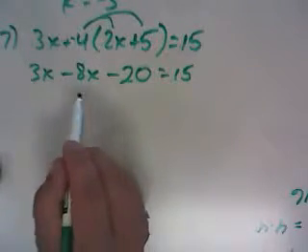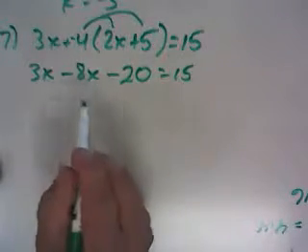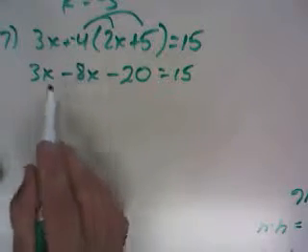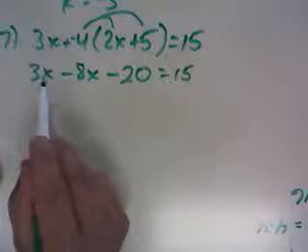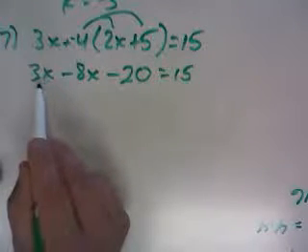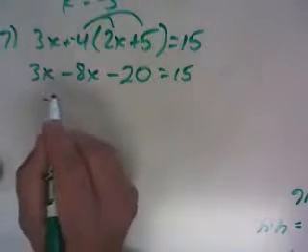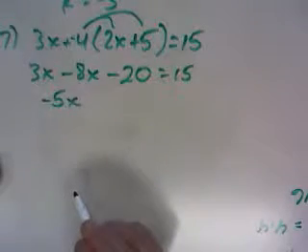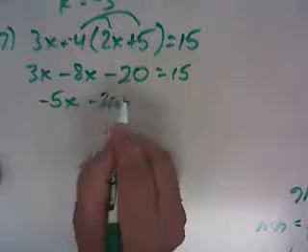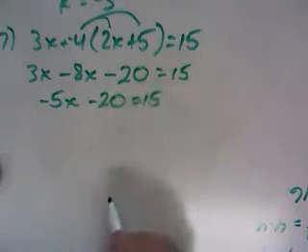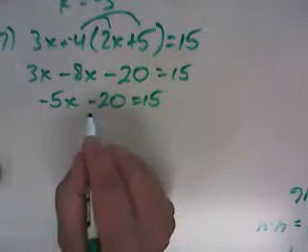Now, I also had a lot of people that added 8x here and added 8x here. We don't have to add 8x because these are on the same side of the equation. If they're on the same side of the equation, we just are going to combine like terms. 3x minus 8x is negative 5x. Take a look at your paper and see if that's what you had there. Minus 20 equals 15. Now it's a two-step equation.